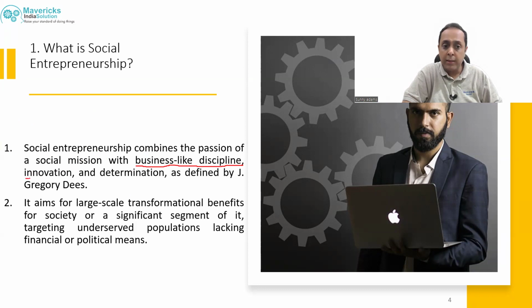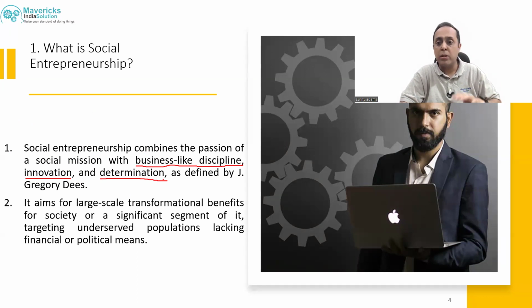They keep on doing new things, innovation, and they have to be really determined in order to make their project successful. So, like entrepreneurship, even social entrepreneurship is not an easy thing to do. It is equally difficult. It requires a passion, business like discipline. You have to regularly innovate and determination. These are the words of J. Gregory Dees.